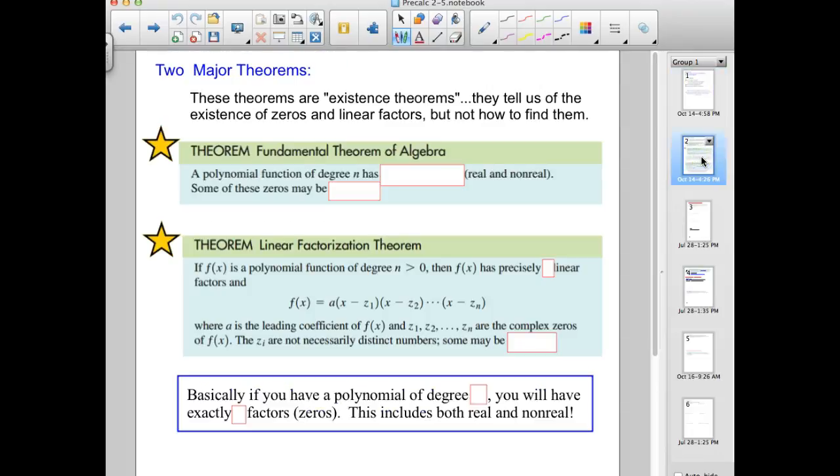All right, so our first two theorems. It says these theorems are existence theorems. They tell us of the existence of zeros and linear factors, but do not show us how to find them. The first one is called the fundamental theorem of algebra. It says a polynomial function of degree n has n complex zeros if we count real and non-real. And some of those zeros may be repeated.